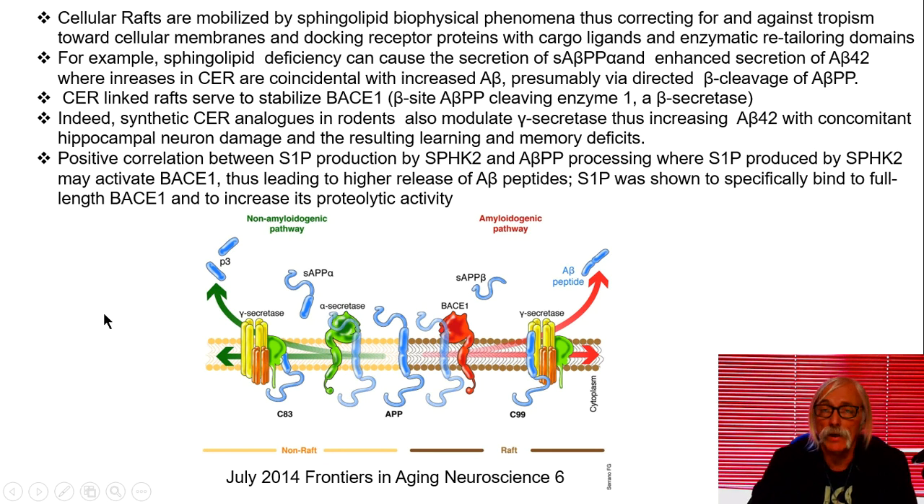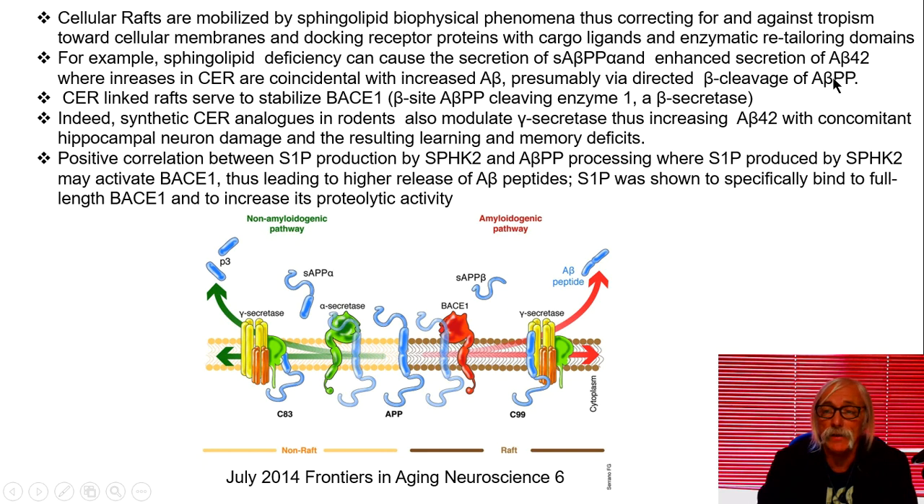Cellular rafts are mobilized by sphingolipid biophysical phenomena, thus correcting for and against tropism towards cellular membranes and docking receptor proteins with cargo ligands. That's what's going on here. Two different pathways. Cargo ligands are being presented to the membrane surface. Some of this precursor protein is being secreted here. If it's secreted along with activation of the gamma secretase, you get, of course, the A beta protein. Right? You also see this P3 protein is generated here.